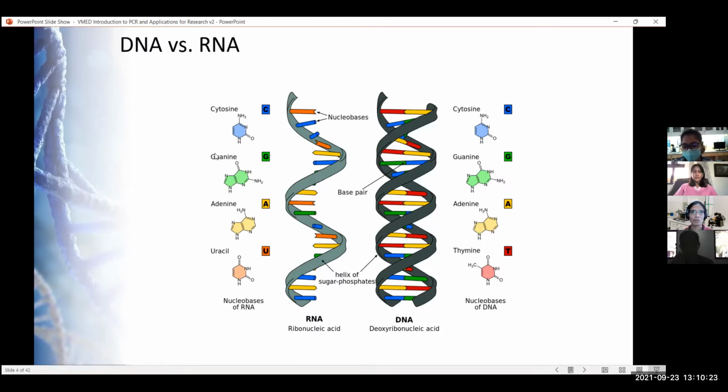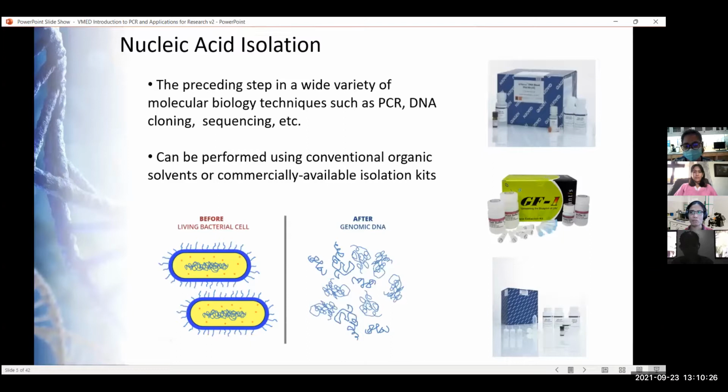Next, nucleic acid isolation. So for any molecular biology technique that you do, almost always, not all the time, but almost always, you need to do nucleic acid isolation first because you need the DNA or the RNA, and usually they're inside the organism or the virus, so you need to take them out. So the preceding step in almost any molecular biology technique would be DNA or RNA isolation. So it can be performed using a variety of conventional organic solvents or commercially available isolation kits, as you can see.